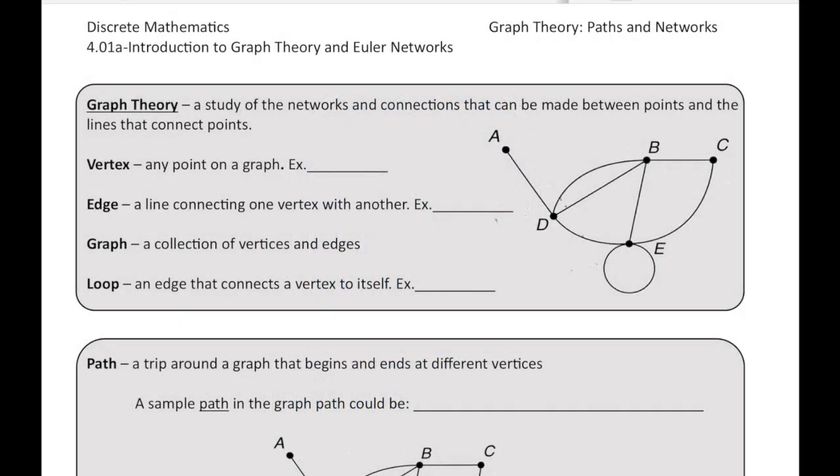Hello there. Welcome to another exciting day of discrete mathematics. Today we're starting our topic on graph theory and Euler networks.